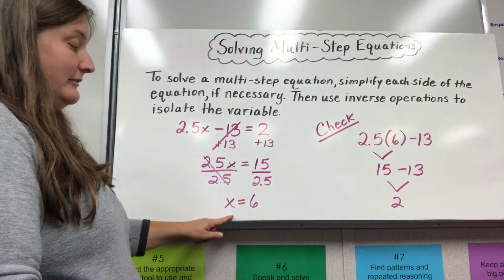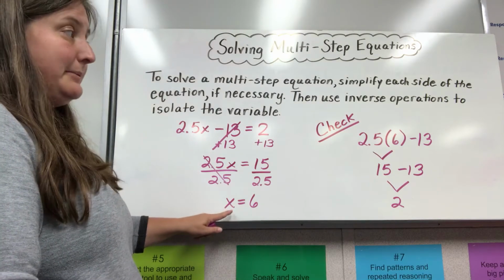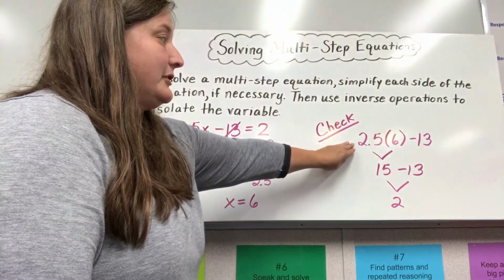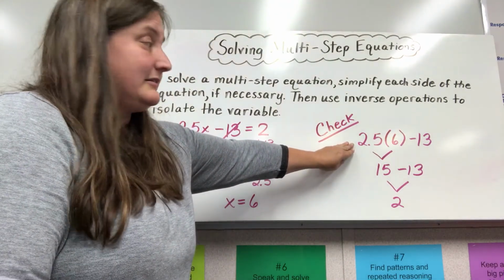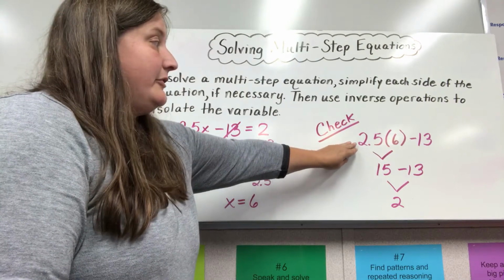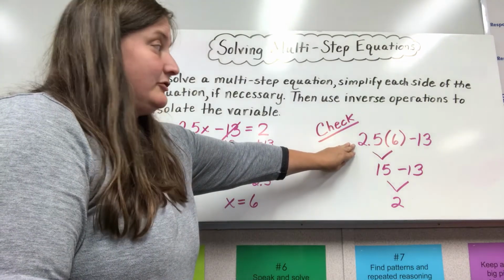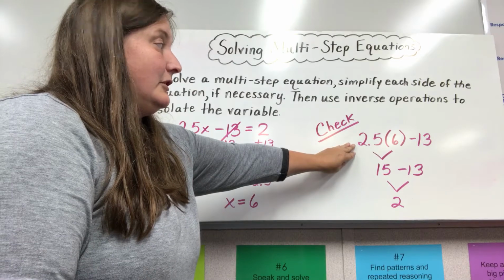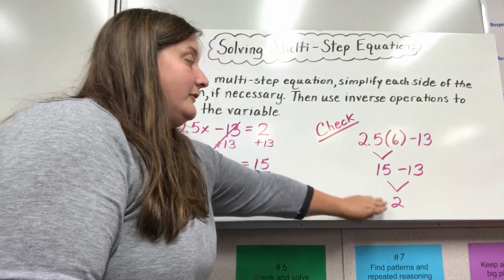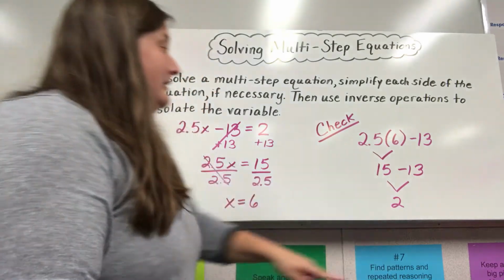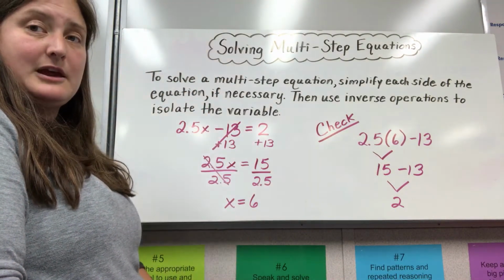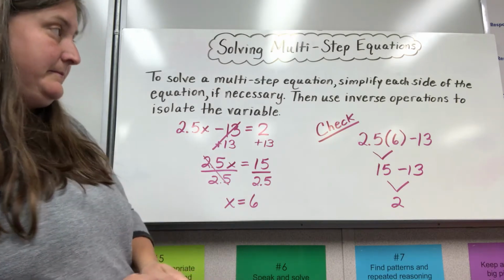Now I can test my solution and make sure it's correct by plugging it back into the original problem. So I'm putting my original problem over here, but instead of x, I have 6. So I have 2 and 5/10 times 6 minus 13. Now in this problem, I'm going to use order of operations to solve. I'm going to multiply first. 2 and 5/10 times 6 is 15, minus 13 gives me 2. Since this final answer matches the final answer I have here, I know that my solution, x equals 6, is correct.